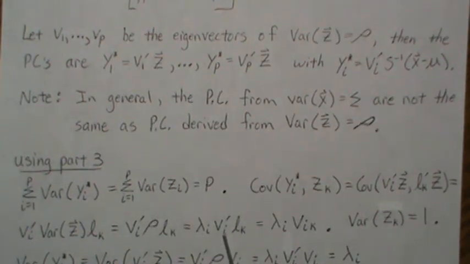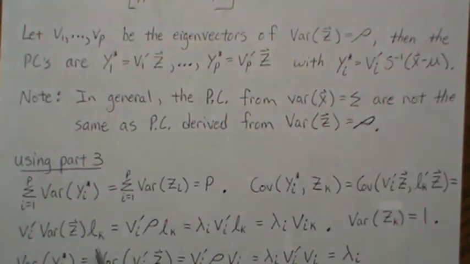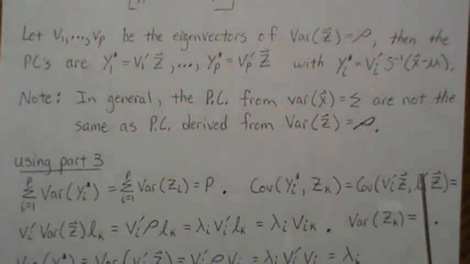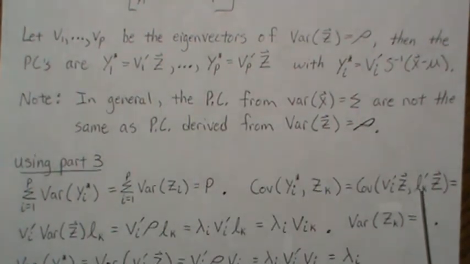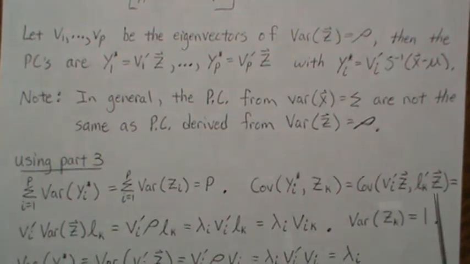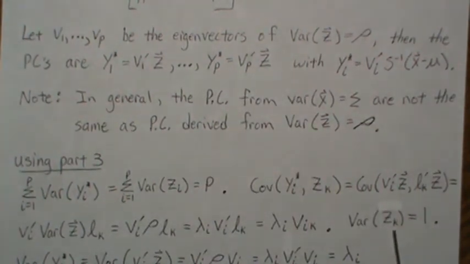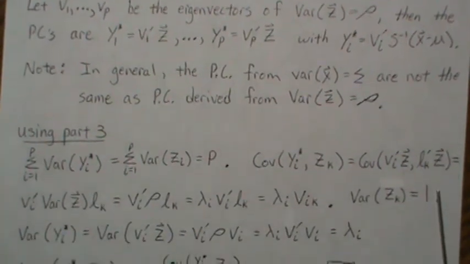Now remember this is a vector of all zeros except for a 1 in the kth spot. And that's how we get this back. And then when we take this vector product, we get the kth component of that eigenvector. Okay, so that's the covariance. The variance, as we said, of z_k is 1.